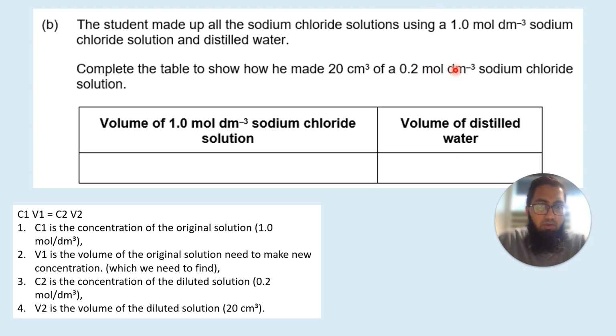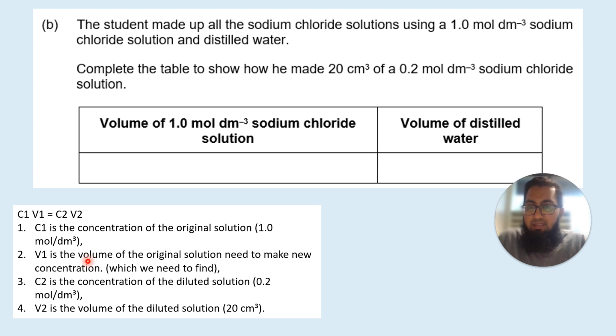0.2 mole DM-3 and 1.0. Which one's more concentrated? Which one is a bigger number? 1 is the bigger number. So 1 has to be the stock solution. So my stock solution, my original solution, is 1 mole DM minus 3.